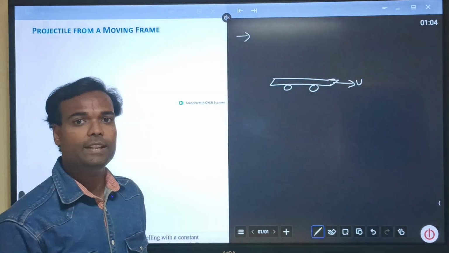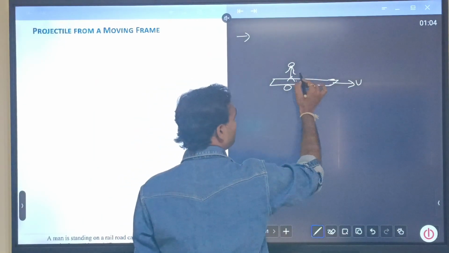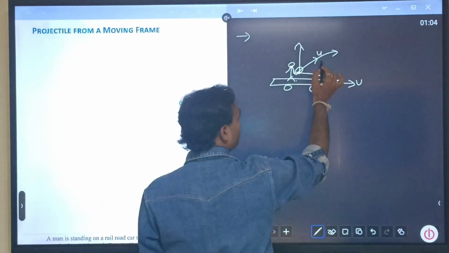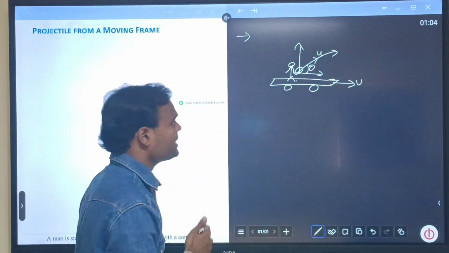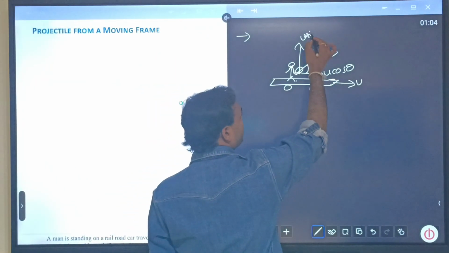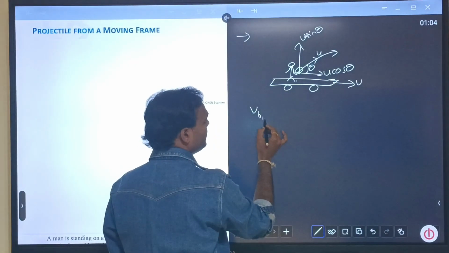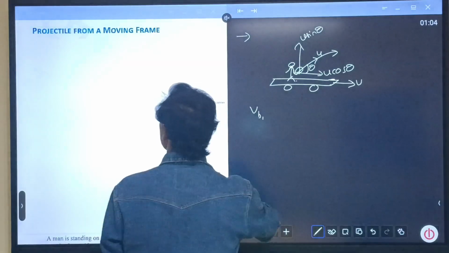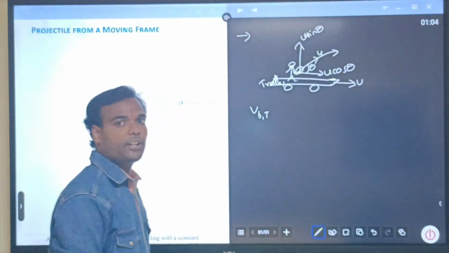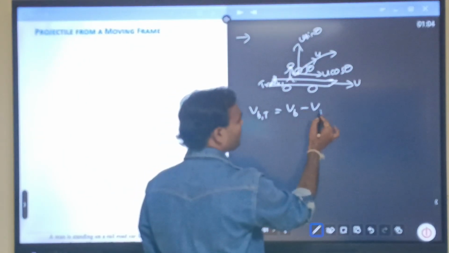Let us assume it is moving with the velocity v, and here a candidate is present, and this candidate is throwing a ball with the velocity of u, which is making an angle theta with the horizontal. Now this will be u cos theta and this will be u sin theta, right? Then velocity of ball with respect to, let us consider it as trolley. Velocity of ball with respect to trolley is equal to velocity of ball minus velocity of trolley.